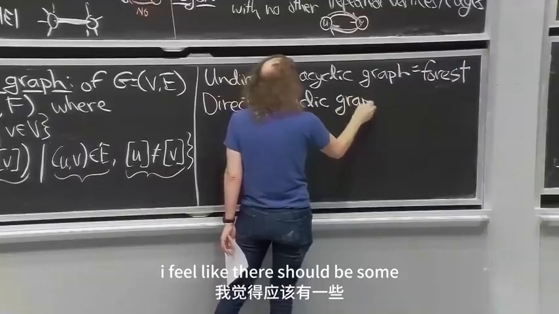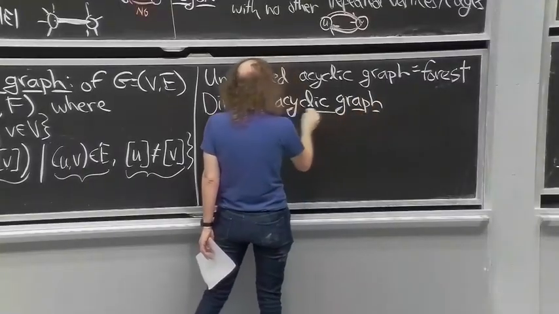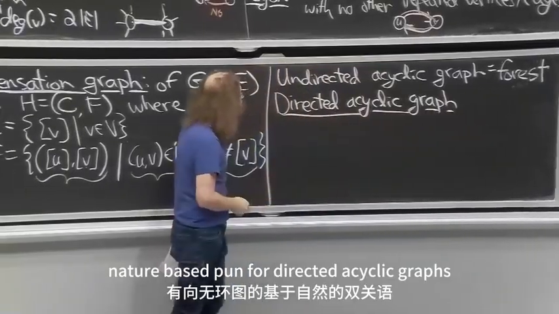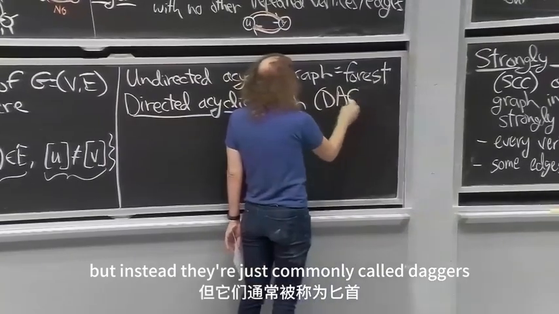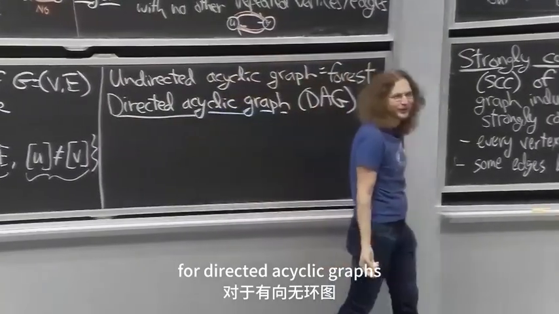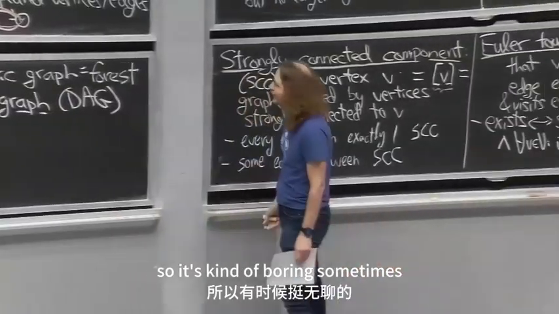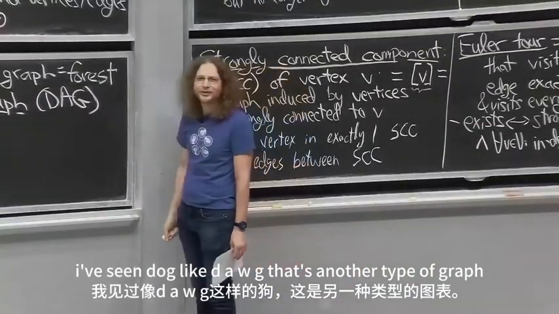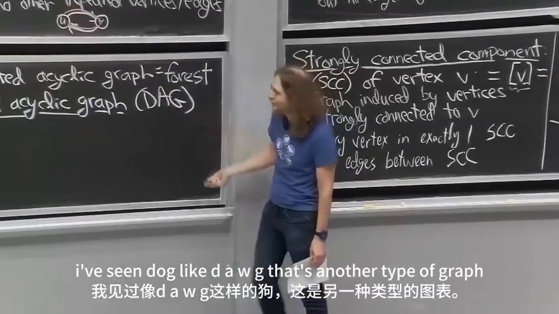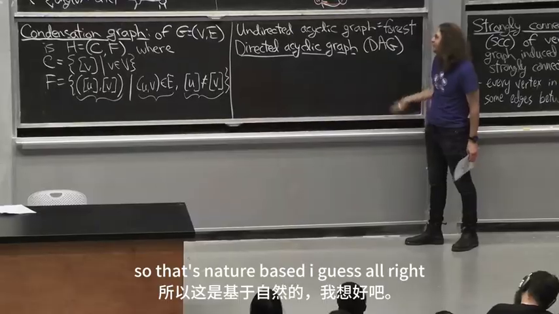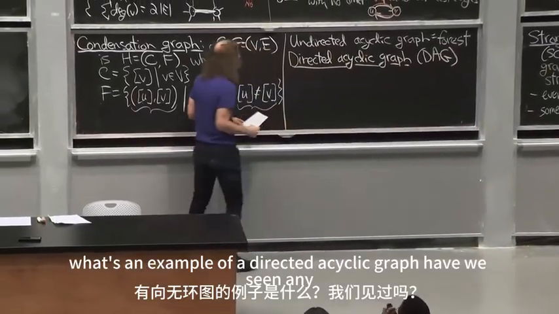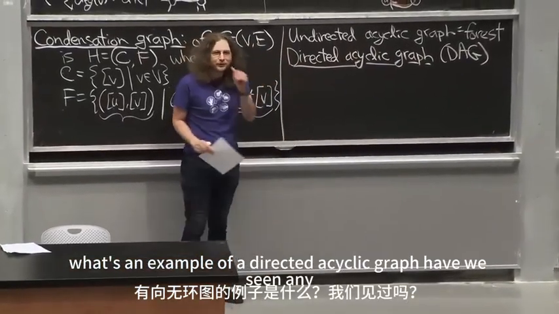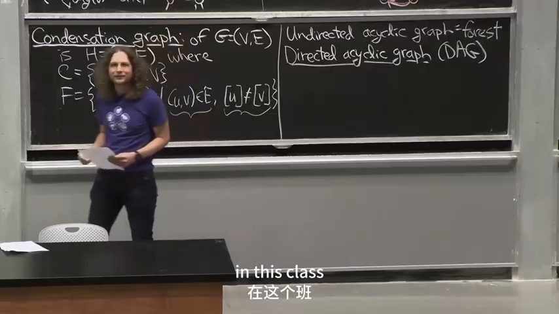I feel like there should be some nature-based pun for directed acyclic graphs, but instead they're just commonly called DAGs, for directed acyclic graph. So it's kind of boring. Sometimes I've seen DAWG, like D-A-W-G. That's another type of graph which we won't get into. So that's nature-based, I guess. All right, so what's an example of a directed acyclic graph? Have we seen any in this class?